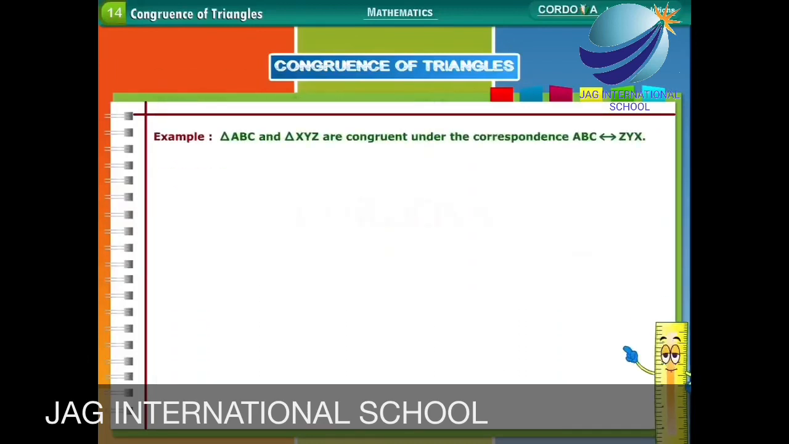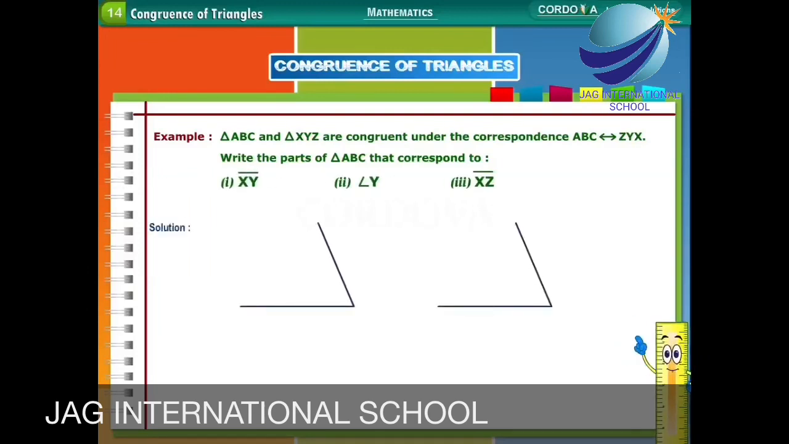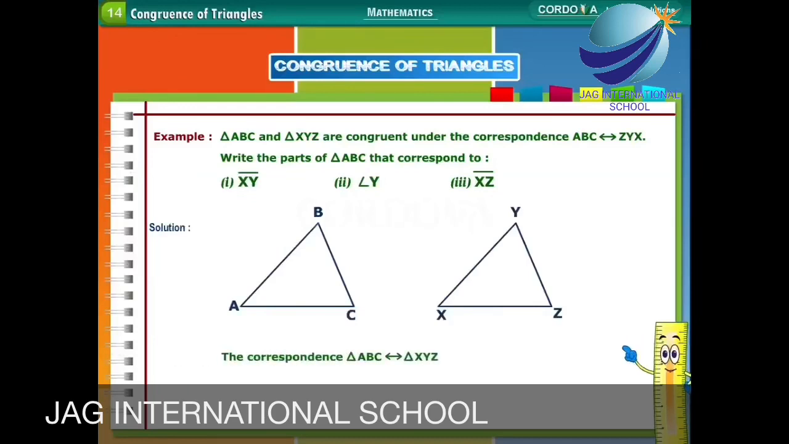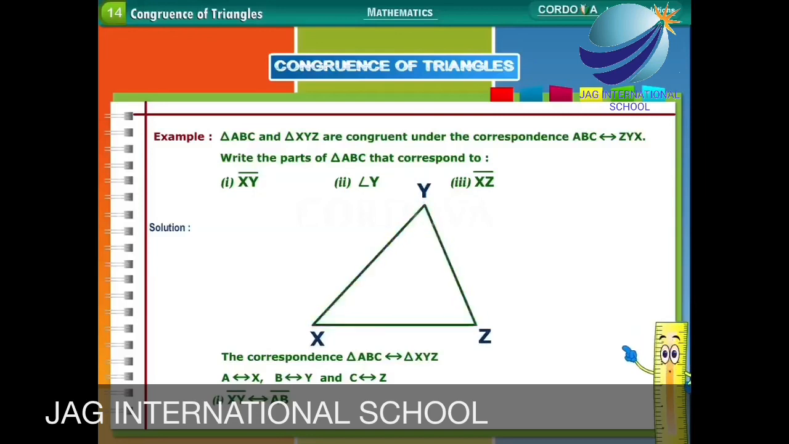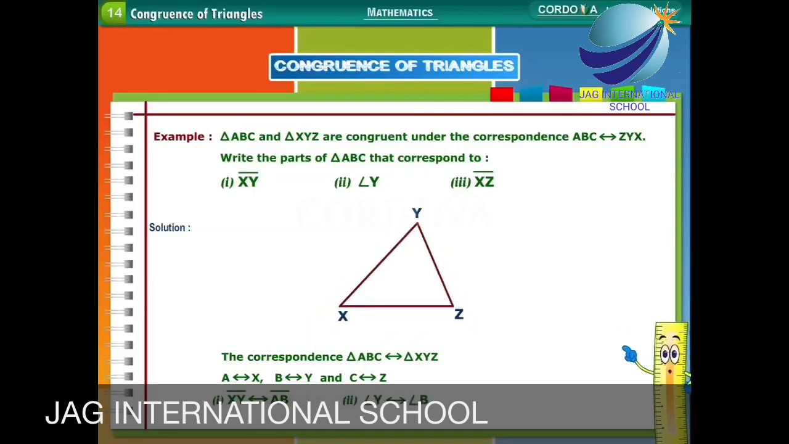Example: triangle ABC and triangle XYZ are congruent. Under the correspondence ABC corresponds to XYZ, write the parts of triangle ABC that correspond to XY, angle Y, XZ. Solution: the correspondence triangle ABC corresponds to triangle XYZ, A corresponds to X, B corresponds to Y, and C corresponds to Z. XY corresponds to AB, angle Y corresponds to angle B, XZ corresponds to AC.